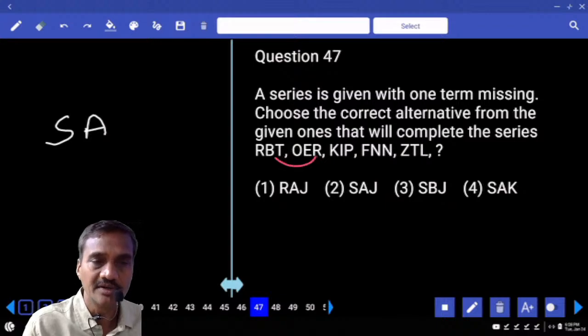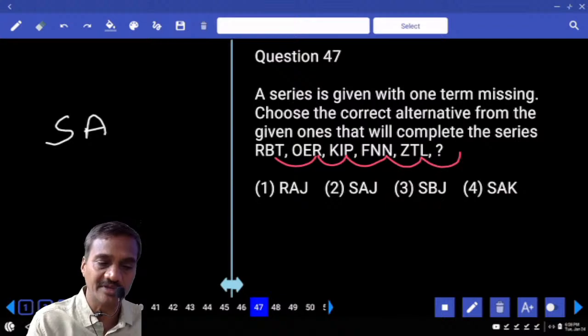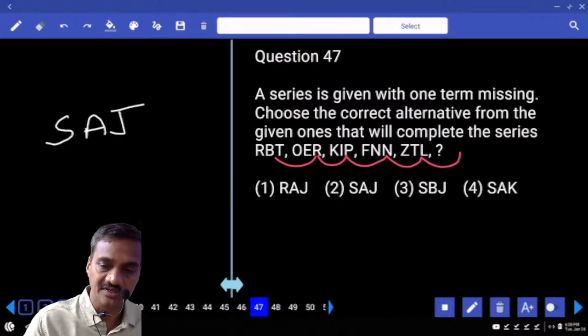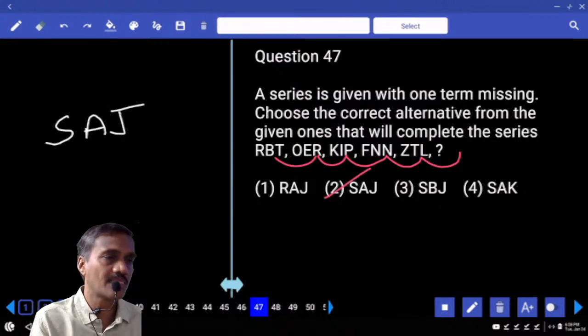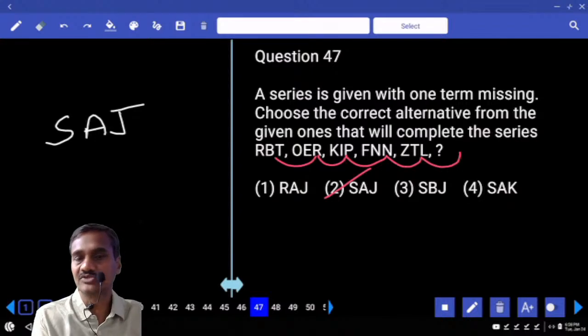T and R. T and R minus 2. R and P minus 2, minus 2, minus 2, L minus 2, Z. S, A, Z. Choice 2, question number 47. The next one, 48.